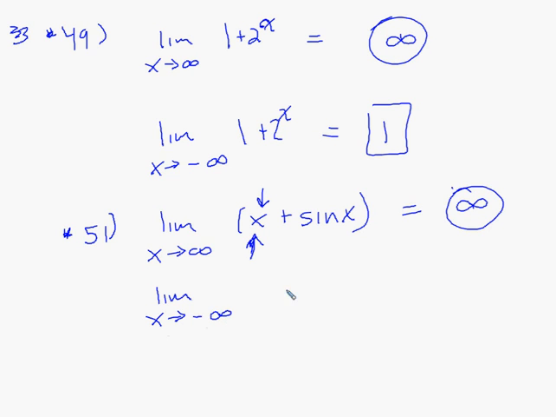Now, when we do x approaches negative infinity, then that's going to equal negative infinity, because x is going to get infinitely small, and sine x is just going to oscillate between -1 and 1. I think we're good. End lesson.